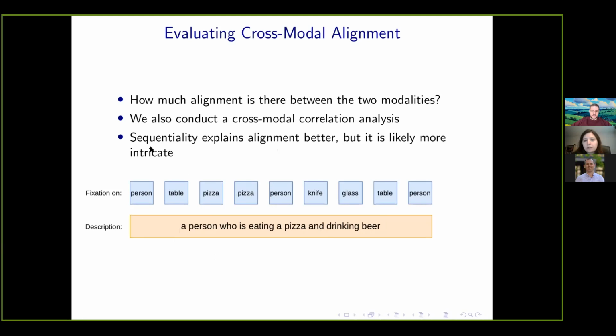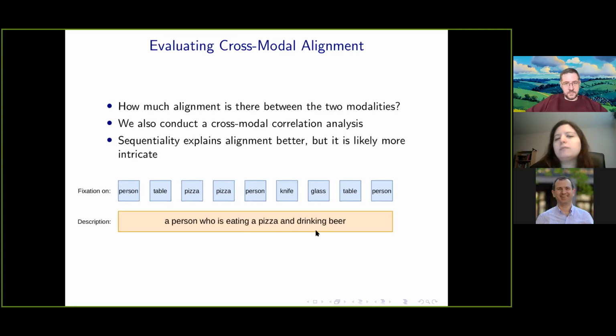And we found out that if we represent these in a sequential manner rather than, let's say, bag of words, this explains alignment better, but still it's slightly more intricate because we don't always say what we're looking at. So we're looking at the table, but maybe we don't mention it in the caption, or there is a knife, but we don't say knife, but maybe it's implied in eating, fork and knife and so on. So this alignment is more intricate, and it actually contributed to one of our models, this idea of having some intricate cross-modality.